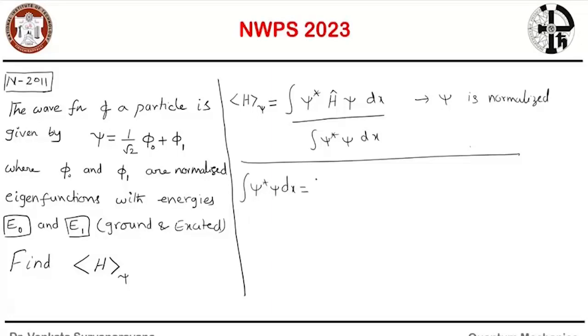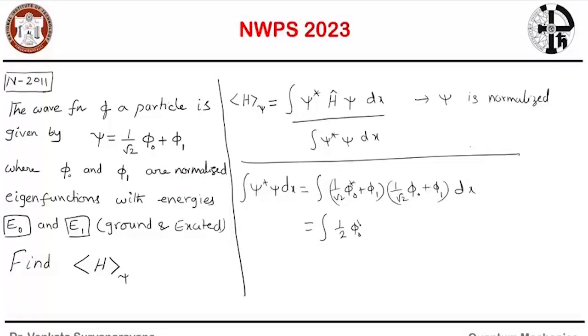So when I do psi star psi, I get 4 terms. Why? 1 over root 2 phi 0 star phi 1. This is psi star, and I do again phi. I put in phi. This is dx. When I multiply, I get 4 terms, right? If you look at 4 terms, so what is the 4 terms you get?